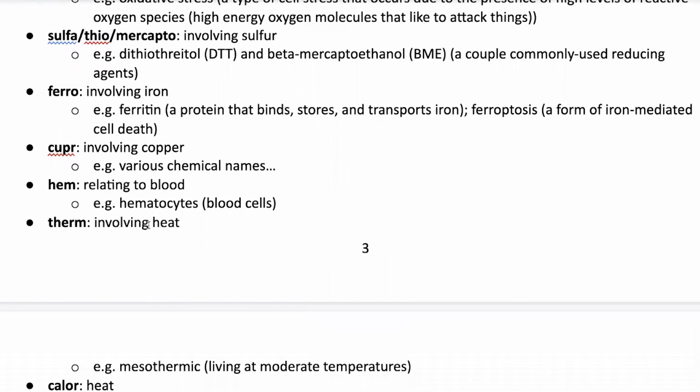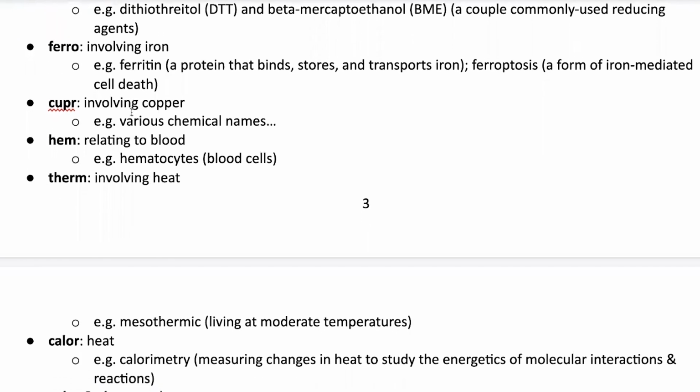Some other elements: sulfa, thio, mercapto, these are all roots or prefixes that you might see when something contains sulfur. So for example, some of the commonly used reducing agents in the lab, things like dithiothreitol, DTT, and beta-mercaptoethanol, BME. So you see thio and mercapto, those are referring to sulfur, as would sulfa.